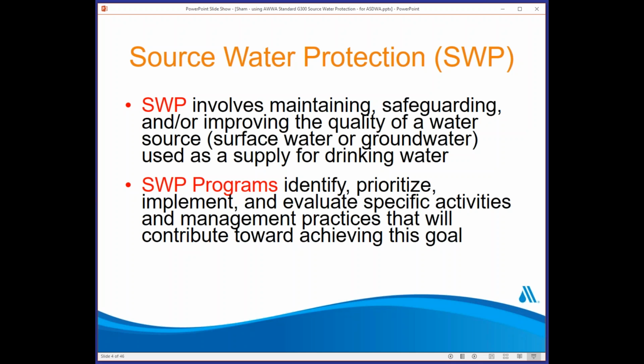And that source could be surface water such as river, stream, reservoir, and lake, or it can also be groundwater that you can be pumping from a shallow superficial aquifer or coming from a very deep aquifer. And these are all considered to be the supply sources of our drinking water. Regarding the protection program, these are the programs that ideally we will use to identify, to help prioritize, to implement and evaluate specific activities and management practices that can contribute to the achievement of this goal, which is the protection of our source water.